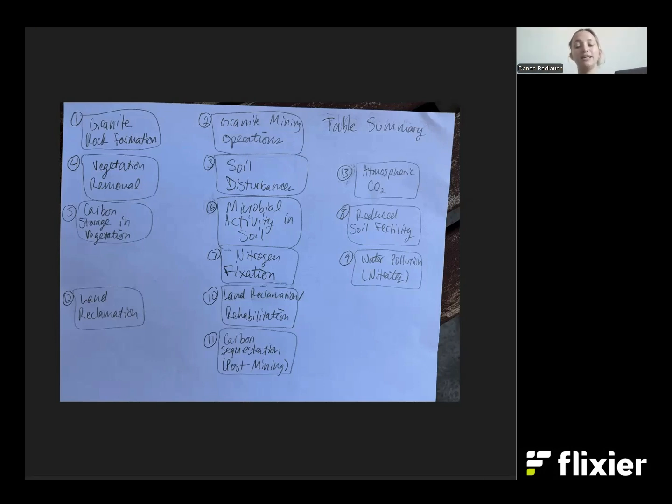The fifth box is carbon storage and vegetation, which is carbon held in plant biomass. The sixth box is microbial activity in soil, which is essential for nutrient cycling and decomposition. The seventh box is nitrogen fixation, which is key nitrogen inputs to soil erosion. The eighth box is reduced soil fertility, which impairs regrowth and ecosystem function. The ninth box is water pollution, or nitrates, which degrades aquatic systems.